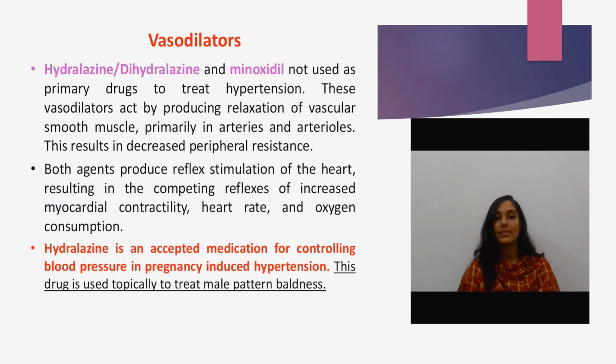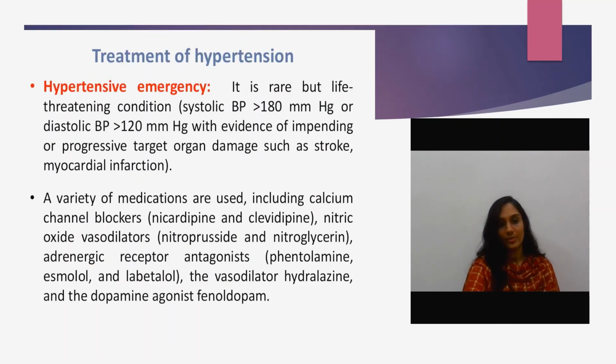The next is vasodilators, that is hydralazine, dihydralazine and minoxidil. They are used to treat hypertension. Hydralazine is an accepted medication for controlling blood pressure in pregnancy-induced hypertension also. Now, all these agents produce reflex stimulation of the heart, resulting in competing reflexes of increased myocardial contractility, heart rate and oxygen consumption. These vasodilators act by producing relaxation of vascular smooth muscle, primarily in arteries and arterioles, which results in decreased peripheral resistance.